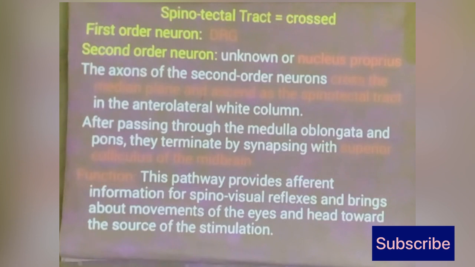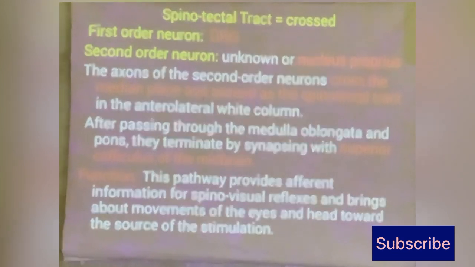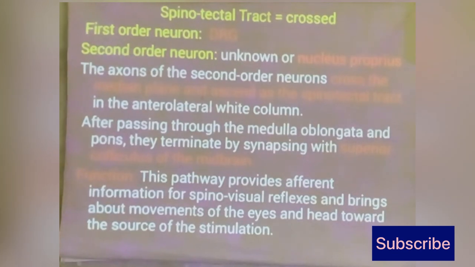So the spinotectal tract ends in the tectum. So the first order neuron begins from where? Dorsal root ganglion. The second order neuron is unknown, or is known to pass through the nucleus proprius before it finally crosses to the anterolateral part of the spinal cord before it ascends. It passes up through the spinal cord to the medulla oblongata, to the pons, and then finally it reaches the superior colliculi. That is the second order neuron.